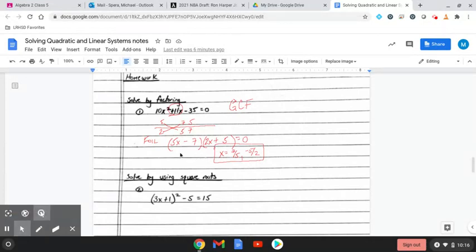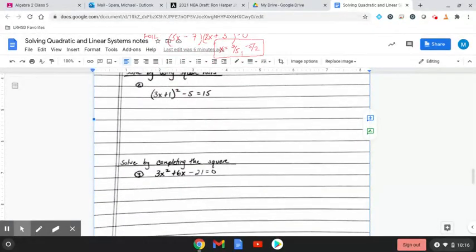All right. The next question I like because it is a little different just in how it looks, but let's stick with what we know. We're asked to solve by square rooting both sides. So I know that I have to isolate whatever is being squared, get that by itself. So we're going to add 5 to the other side.